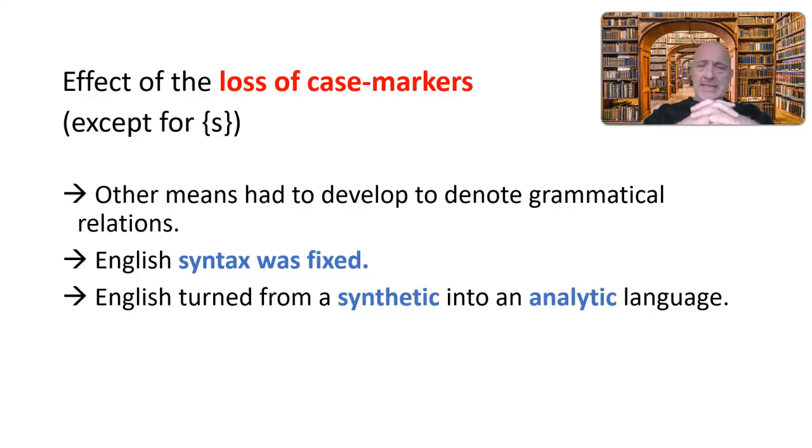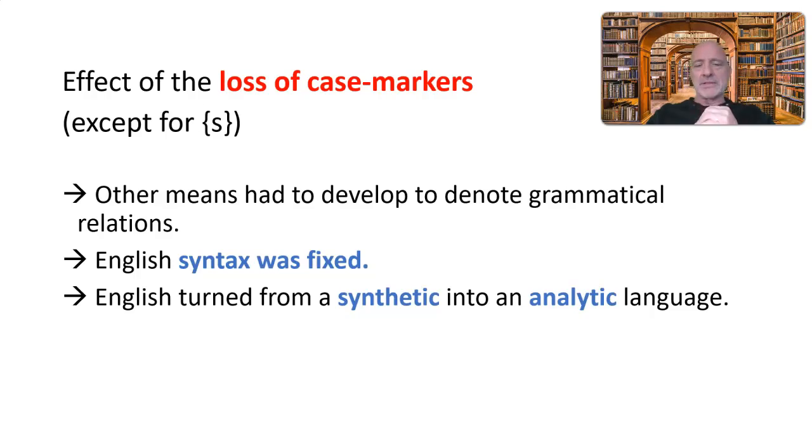Okay. Here we go. The loss of case markers, so that the cases, the relations, who does something to whom, are not obvious anymore in the ending, because you just have a plural s and a genitive s, and all the rest has disappeared. We have to find other means to denote grammatical relations. What before was denoted by the endings, we need that to converse, of course. So we have to find other means to substitute for this loss of case markers.